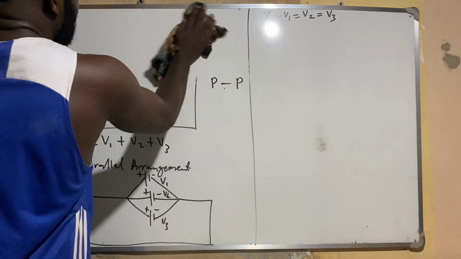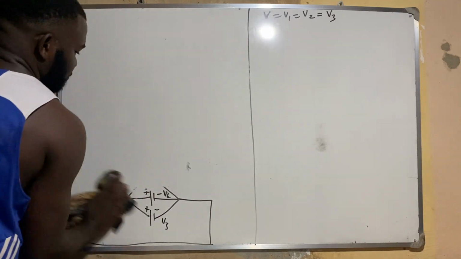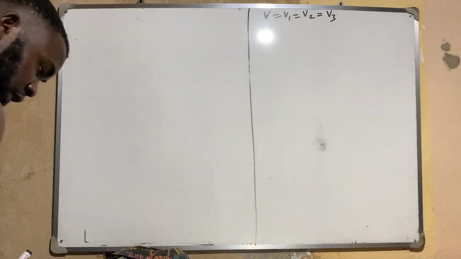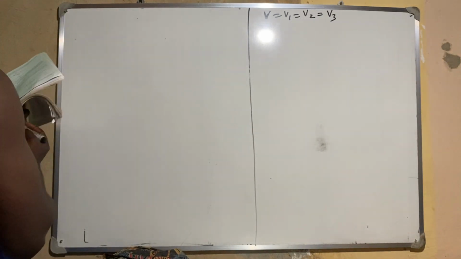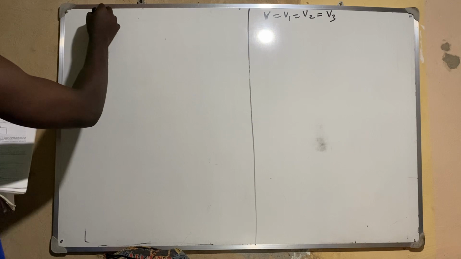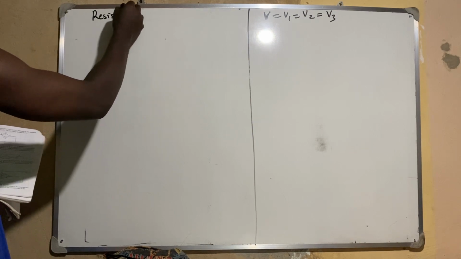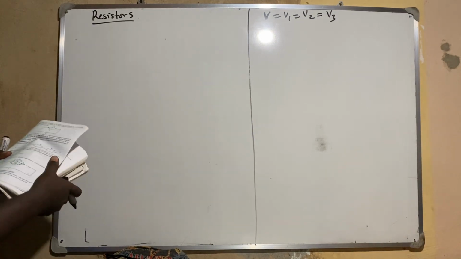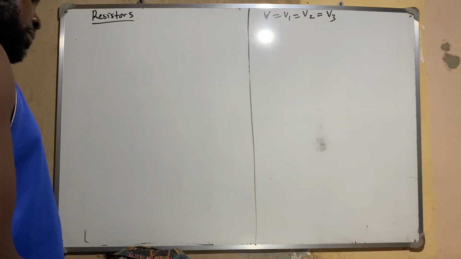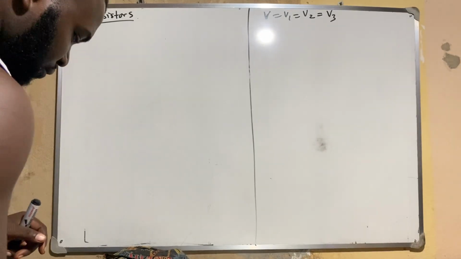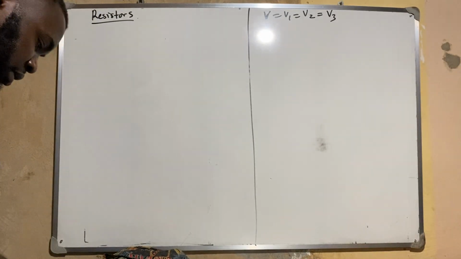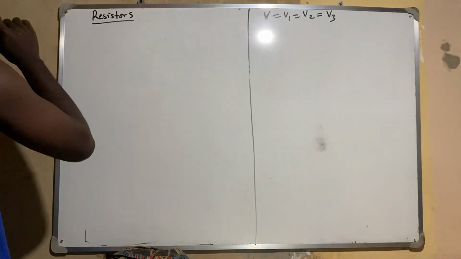So the next thing we'll talk about is the resistance or the resistor. So let's talk about resistors and their arrangement. So for resistors, I hope you know that a resistor is a device that opposes current. It does not allow the flow of current, right? So let's talk about resistance in series. Resistor arrangement.